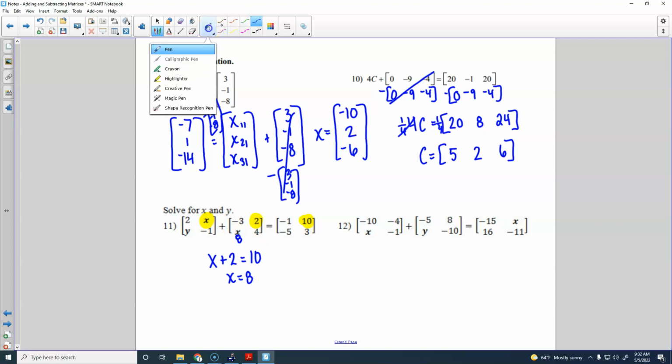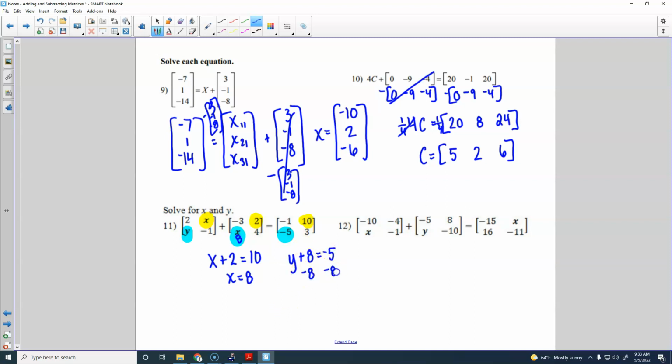So to look for that y, I could do y plus x equals -5, and since I know that the x is 8, I could plug that in. So y plus 8 equals -5. Subtract that 8, so y equals -13.